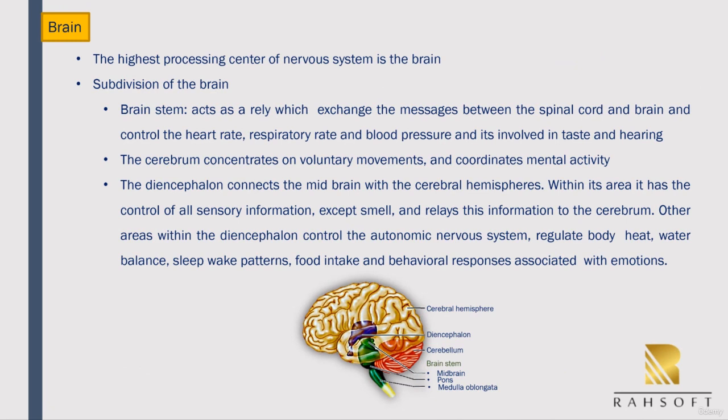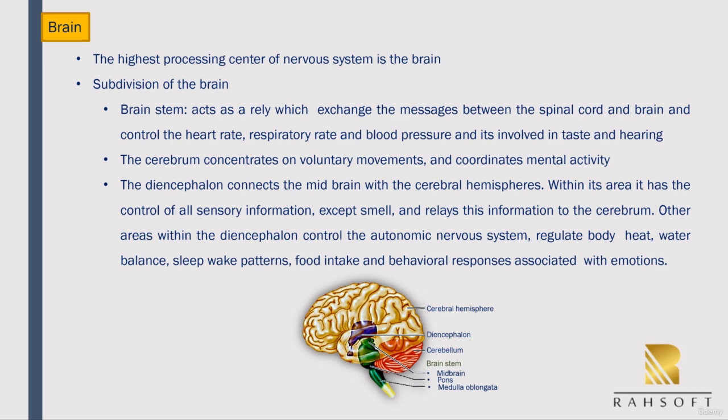So the brain needs to be discussed, as it is the highest processing center of the nervous system and basically your entire body. You have a couple of subdivisions within the brain that all have very specific functions. The brain stem acts as a relay, which helps exchange the messages between the spinal cord and the brain, and there are a lot of different things that can be done. It helps control the heart rate, the respiratory rate, and the blood pressure, as well as being involved in taste and hearing. The cerebrum concentrates on voluntary movements and coordinates mental activity.